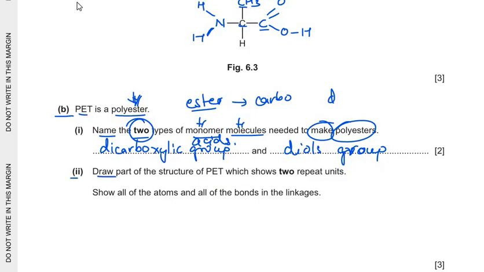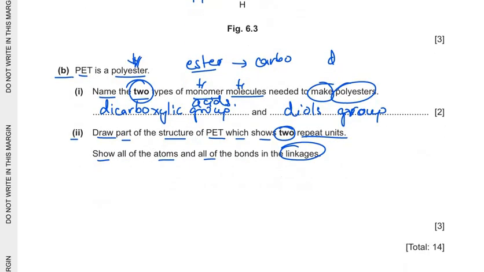Now the second part is: draw part of the structure of PET which shows 2 repeat units. Show all of the atoms and all of the bonds in the linkages. Now we are not given any one type of monomer. We are not supposed to show the number of carbon atoms, but we are supposed to show the 2 types of carboxylic acids and 2 alcohol groups in our monomers. So here, combining these 2 monomers we should get the polyester PET.